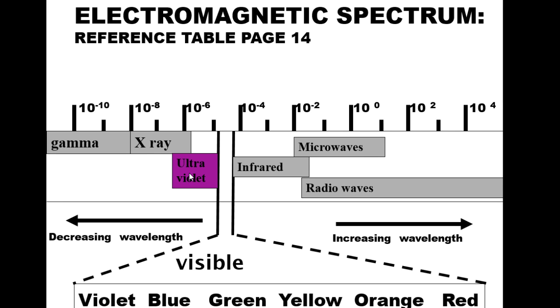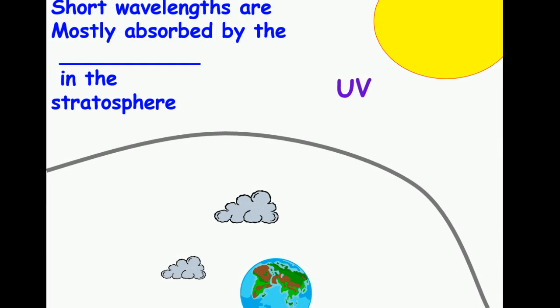The UV rays is what's hitting us from the sun, and we need to protect ourselves against it. Let's move on and talk about the way that the wavelengths transfer and go through the atmosphere and through space. Short wavelengths are mostly absorbed by our ozone in the stratosphere. You may have heard about that too.